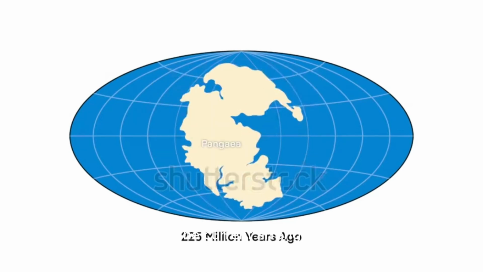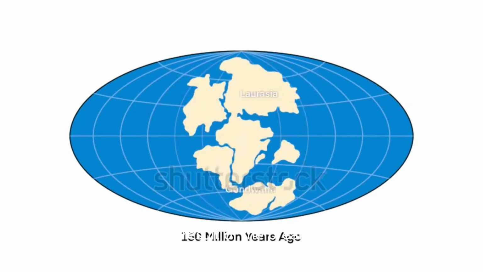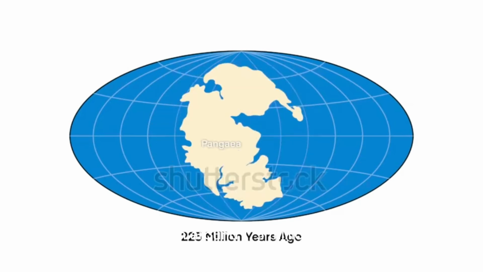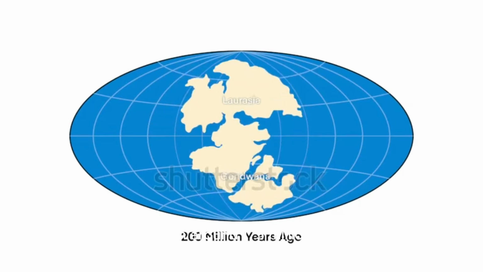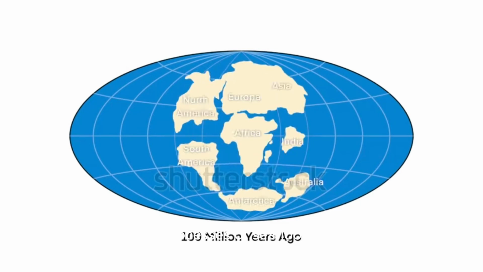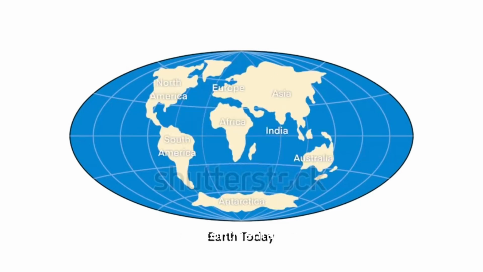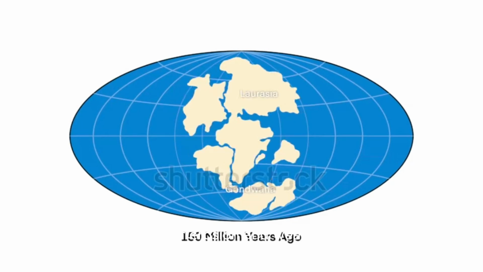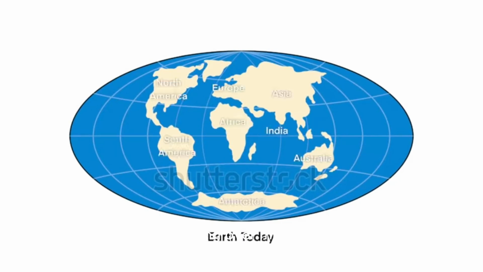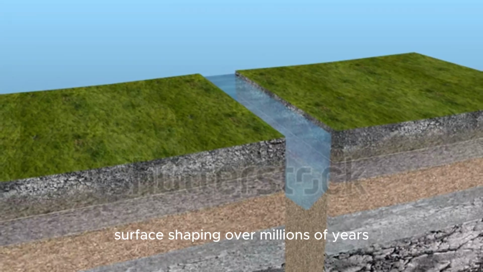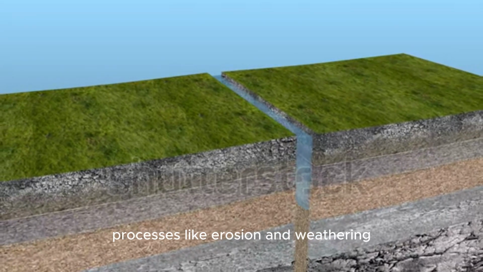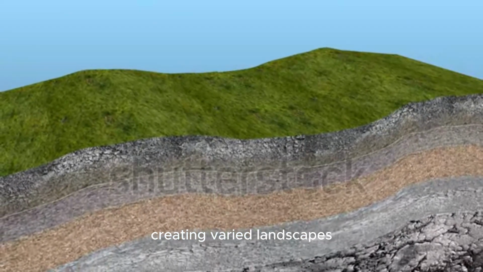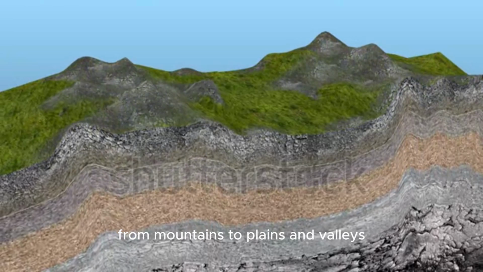Modern continents. The current arrangement of continents is the result of the breakup of the most recent supercontinent, Pangaea, which began around 175 million years ago. Through processes of seafloor spreading and continental drift, the continents moved to their current locations. 5. Role of erosion and weathering. Surface shaping. Over millions of years, processes like erosion and weathering have shaped and modified the surfaces of continents, creating varied landscapes from mountains to plains and valleys.